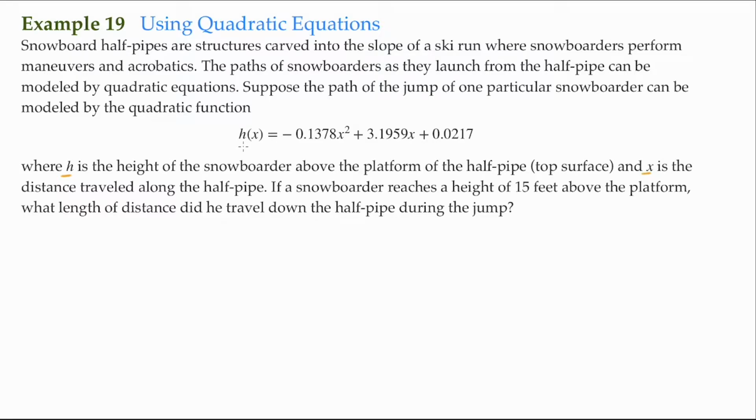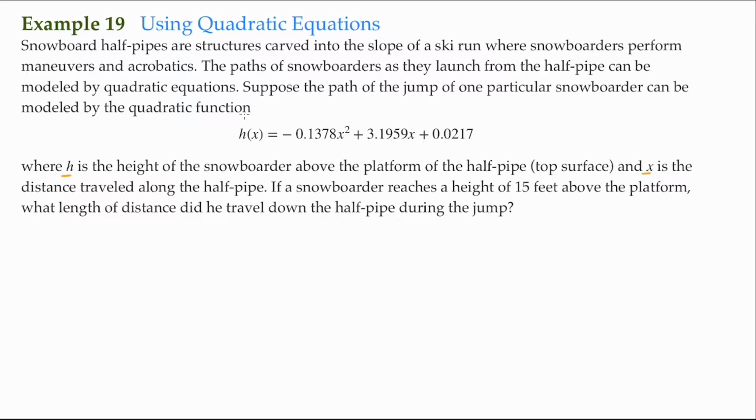So as he goes down the half pipe, he launches into the air. He's still going down the side of the hill, but he's also going up into the air. So how far is he at a particular point as he travels x? If the snowboarder reaches a height of 15 feet above the platform, what length of distance did he travel down the half pipe during the jump?